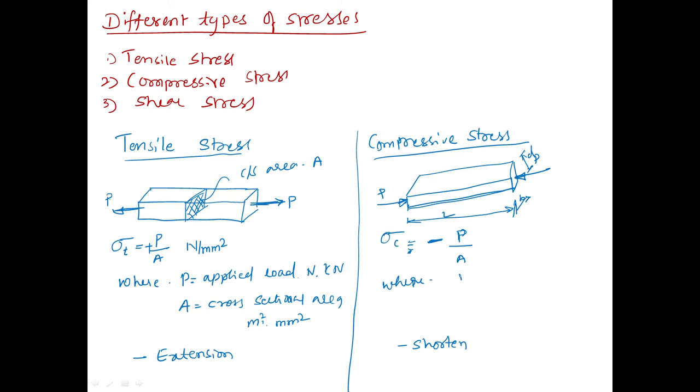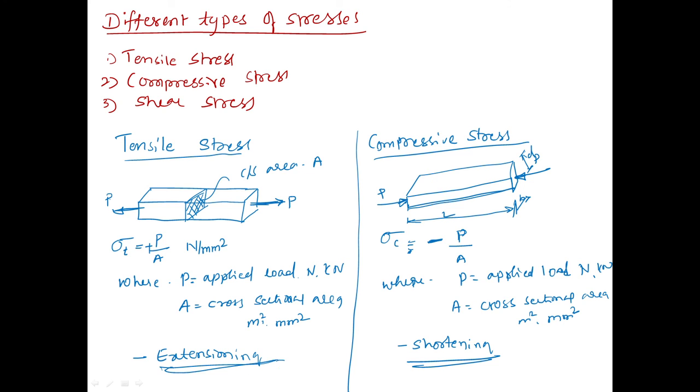So where P is the applied load, either in Newton or in kilonewton, and A is the cross sectional area, either in meter square or mm square. Okay, there is a difference. Length decreases in compressive stress, length increases in tensile stress.